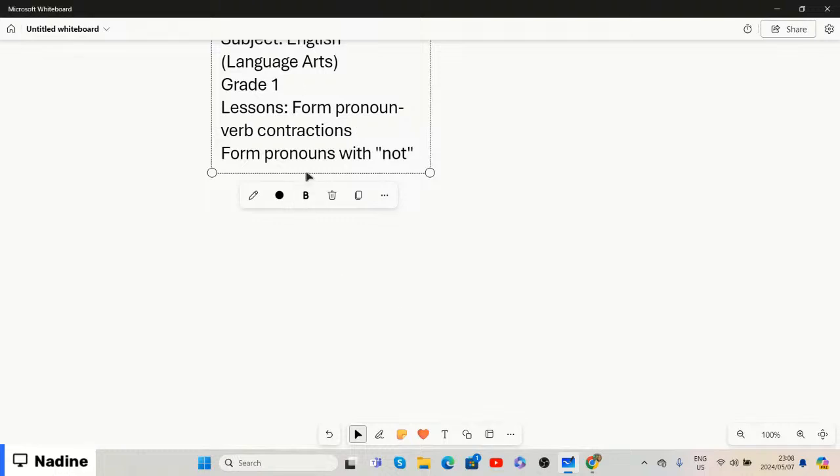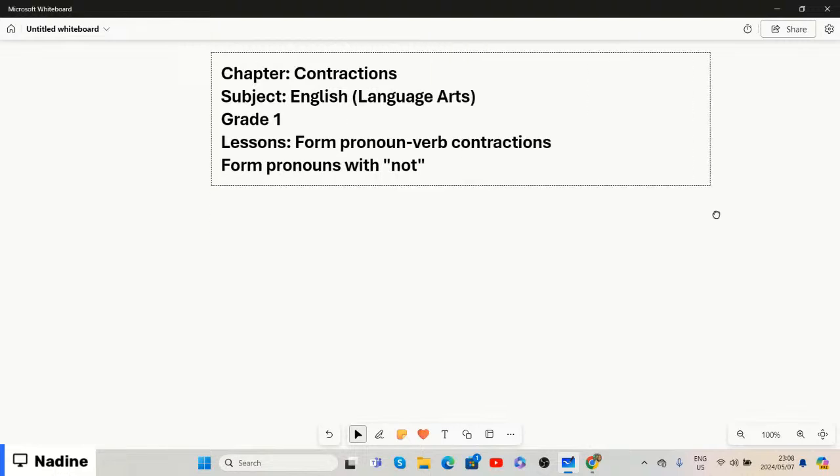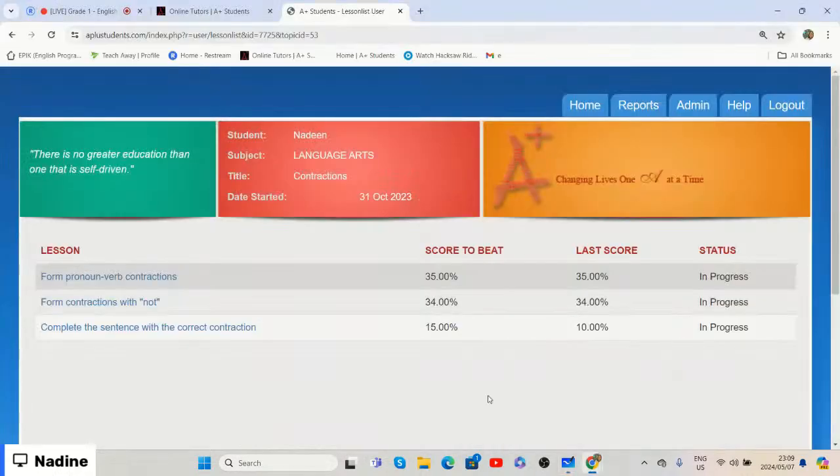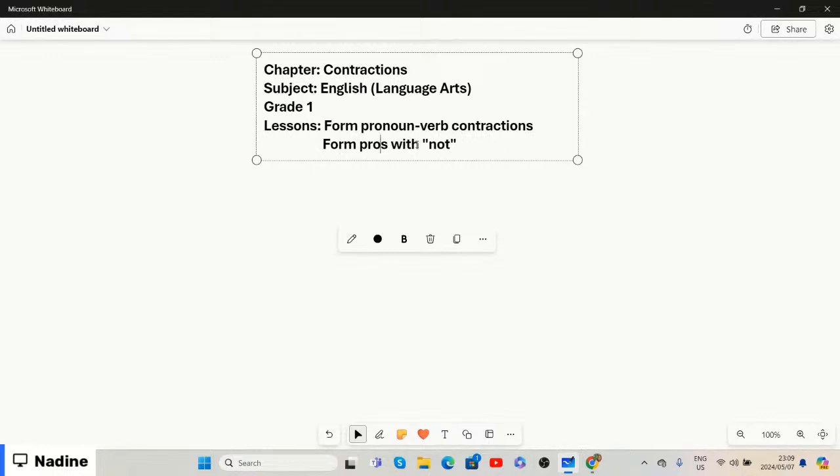All right, so that is going to be our chapter and lessons for today, right? Where we are going to form pronoun verb contractions, and we're also going to form contractions with the word not, right? So we're going to basically find out what contractions are.